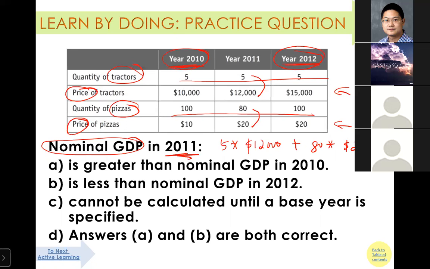So how are we going to do that? 5 times 10,000, 100 times 10. And here, 5 times 15,000 and 100 times 20. Once you calculate nominal GDP in all these 3 years, then we are ready to compare nominal GDP. I leave the calculation for you as a practice. Okay?